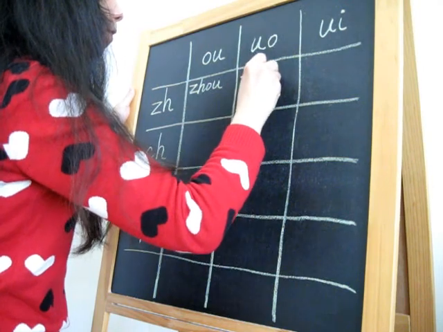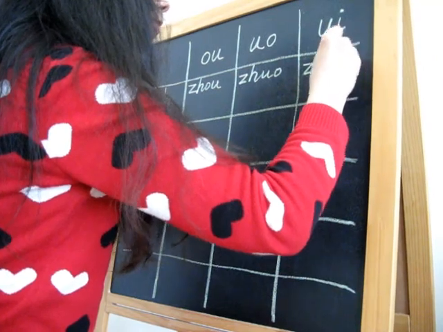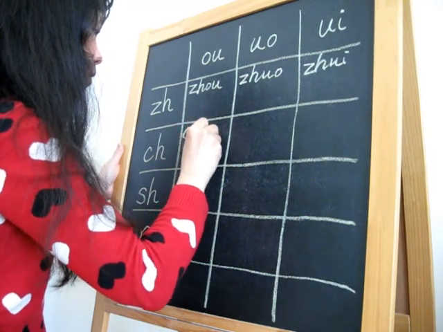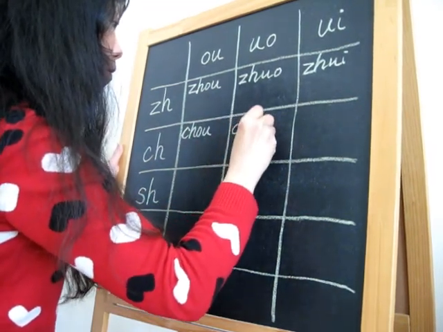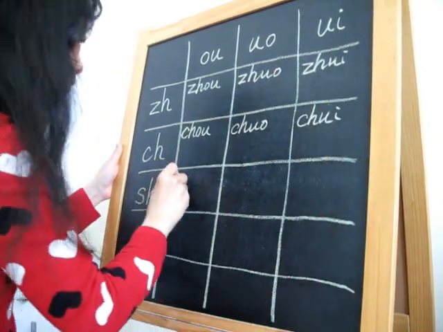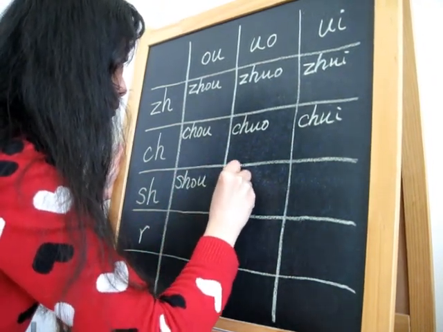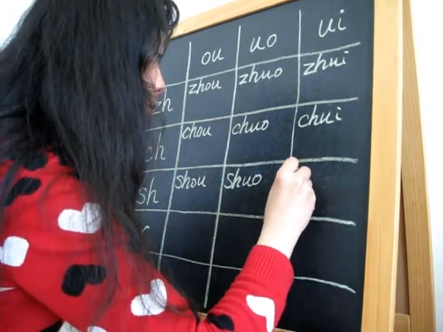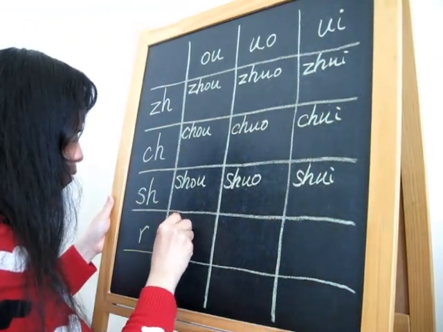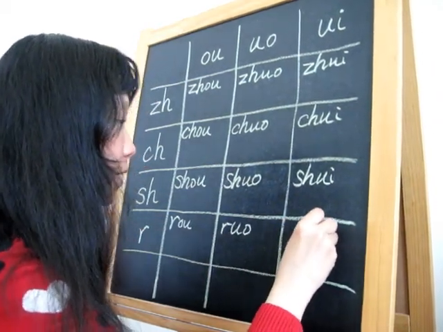So the combination with zh is zhi o zhou, zhi wo zhuo, and then zhi wei zhui. The second row, chi o chou, chi wo chuo, and chi wei chui. Third row, shi o shou, shi wo shuo, and shi wei shui. So it happens to have 12 combinations today. R o rou, r wo ruo, r wei rui.